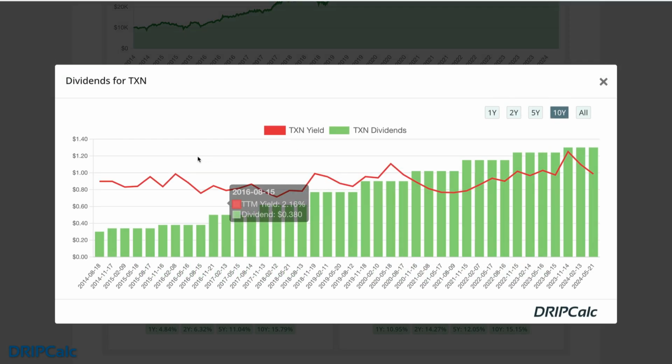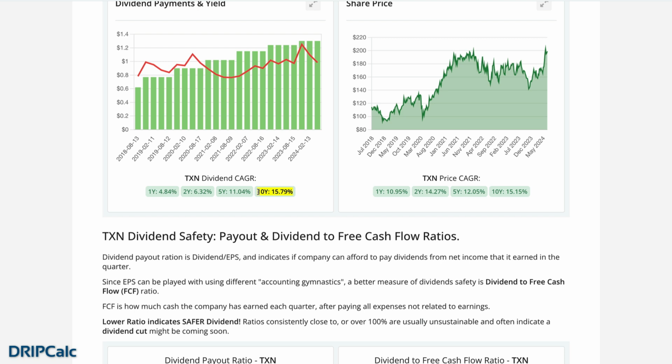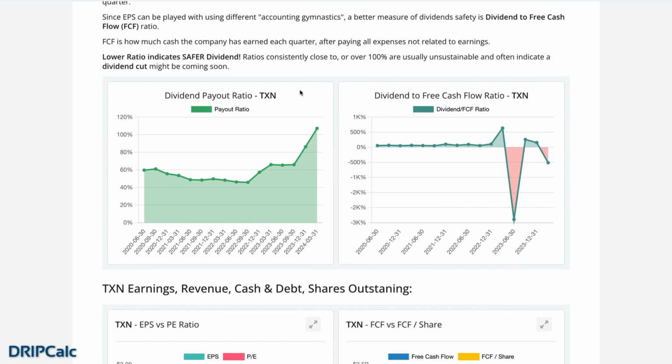The dividend yield on it is not dropping, which is good. That means they increase the dividend at about the same pace the share price increases. So actually it's a good stock. So 10-year dividend increase, wow guys, almost 16%, and 10-year share price CAGR is slightly lower. So the dividend is growing faster than the share price. It's a good sign.